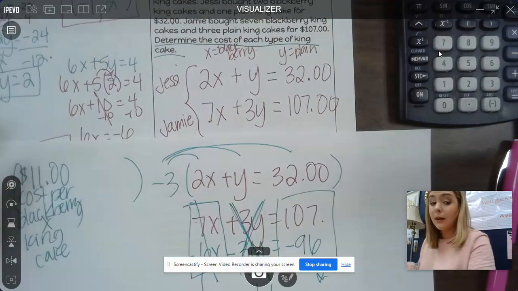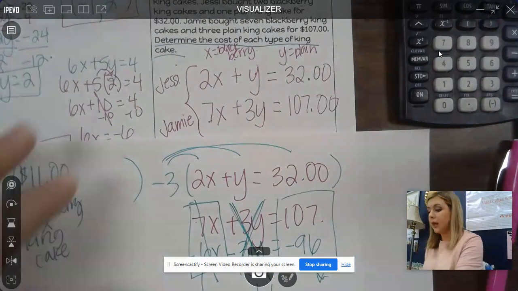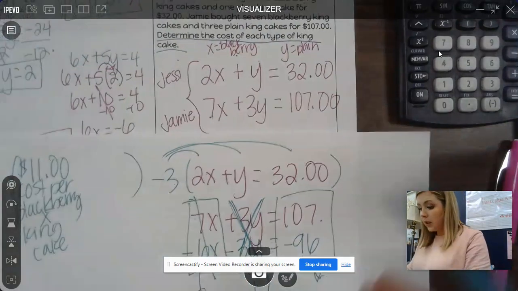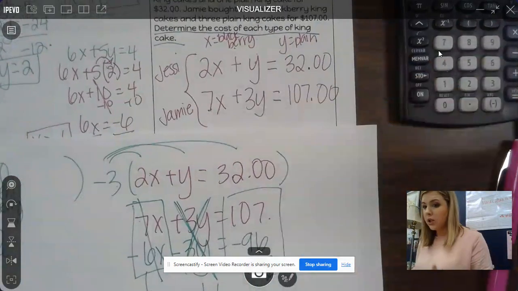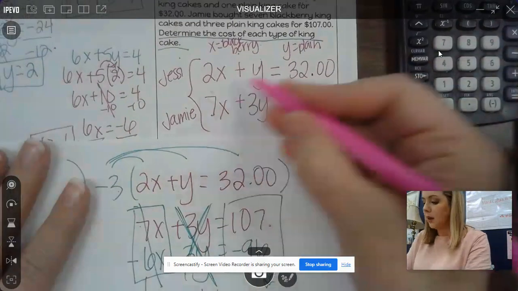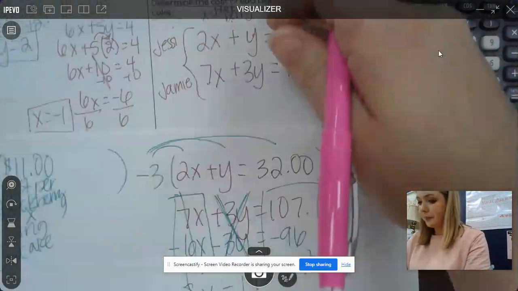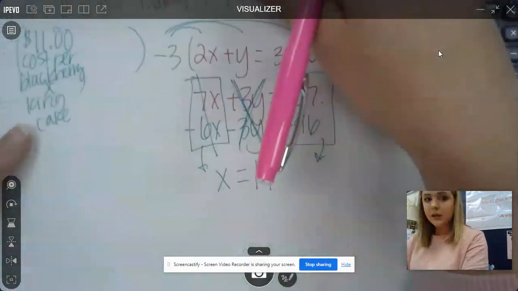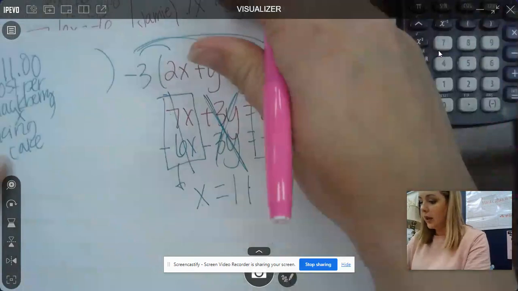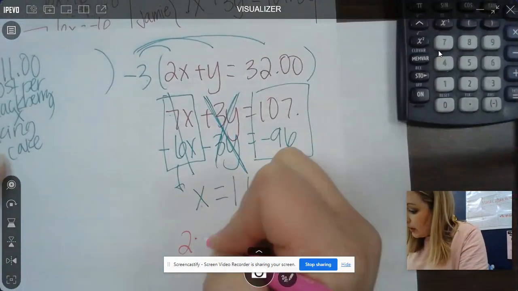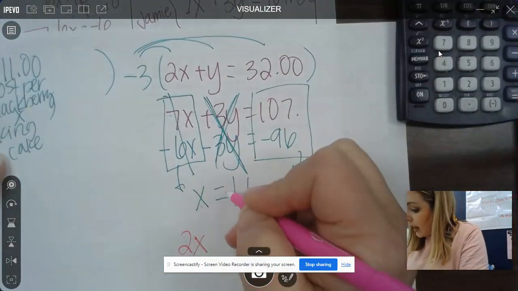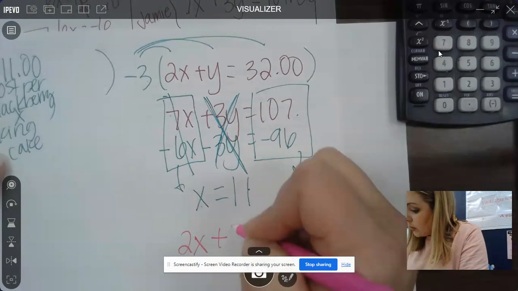And then we're going to do the same thing for y, which is going to be the cost per plane. So now that we have 11, I'm going to go back to the easier equation. In this case, I think that's probably going to be the first one, okay? I'm going to scoot this up a little bit because it's this equation right here. I know that 2x plus y equals 32.